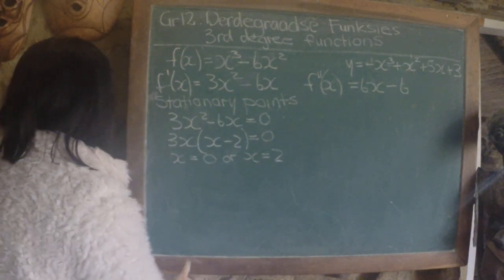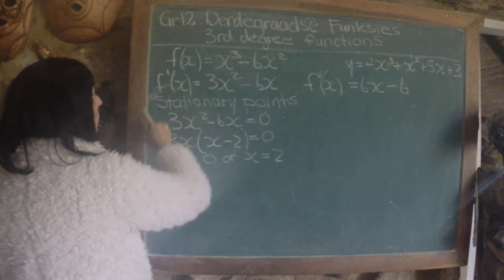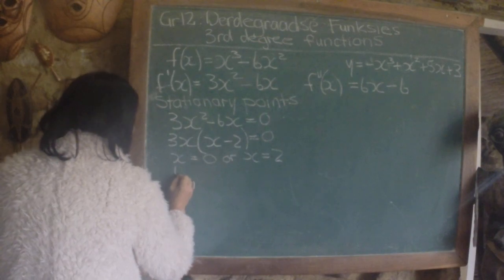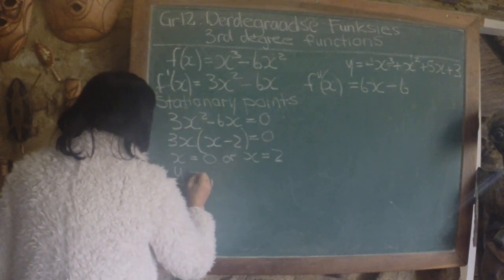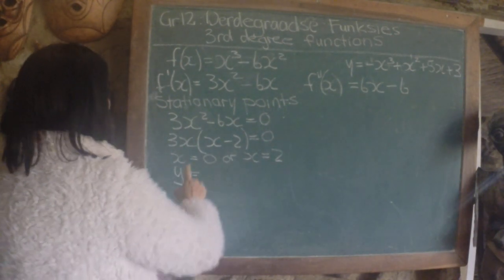So we've got two x values, x equals 0 or x equals 2. Okay, now we can do substitution into the original formula to get the y values of these two stationary points.